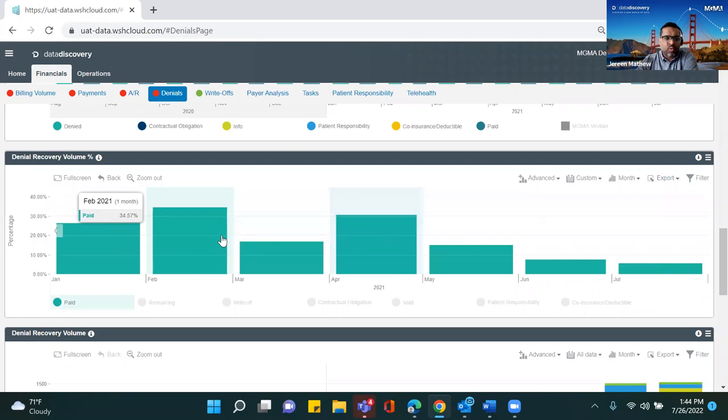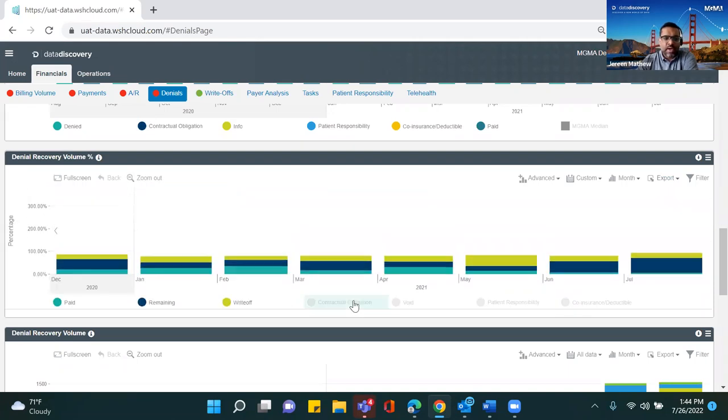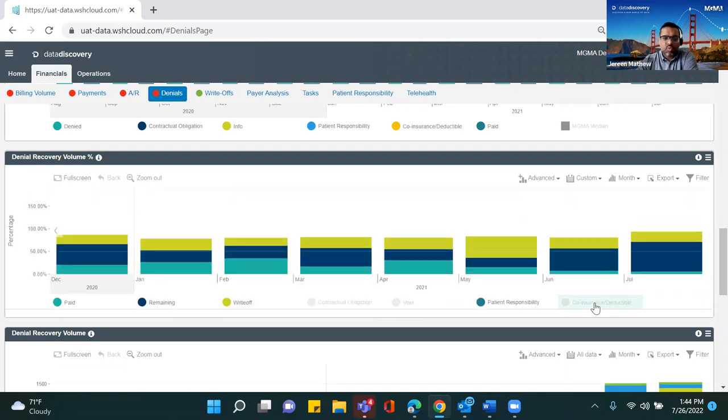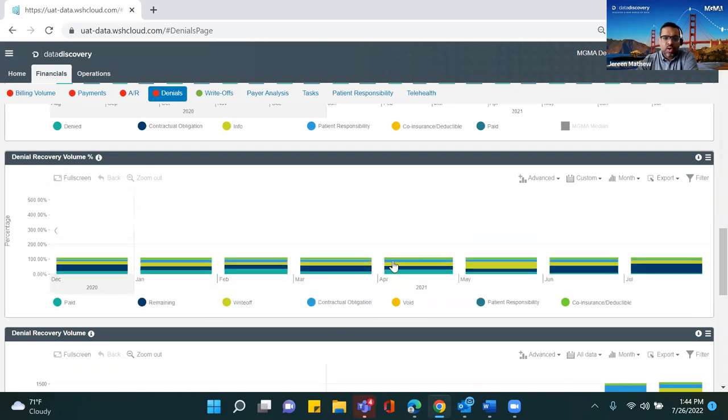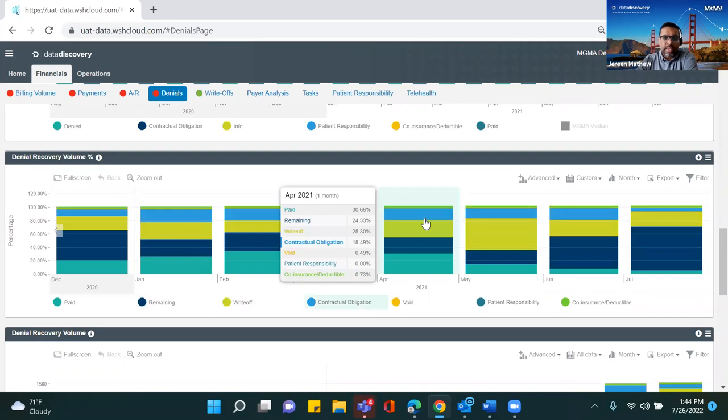In the month of February, only 34% converted to a payment. The rest are remaining in the AR, not being worked, or being moved to patient responsibility or contractually written off. So there is a problem.